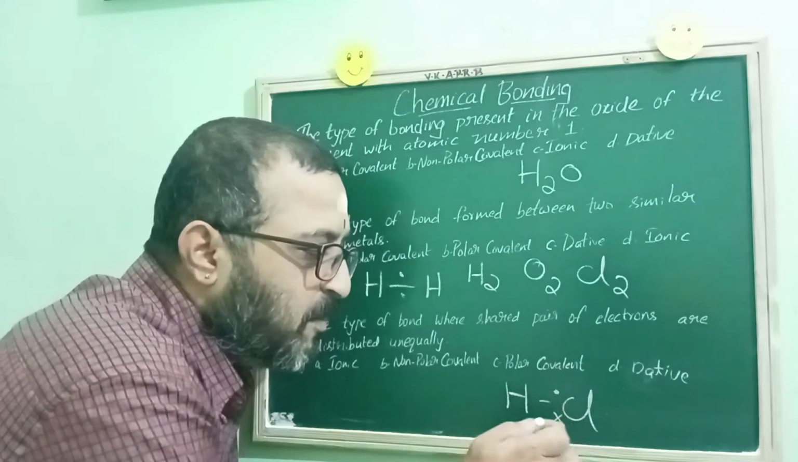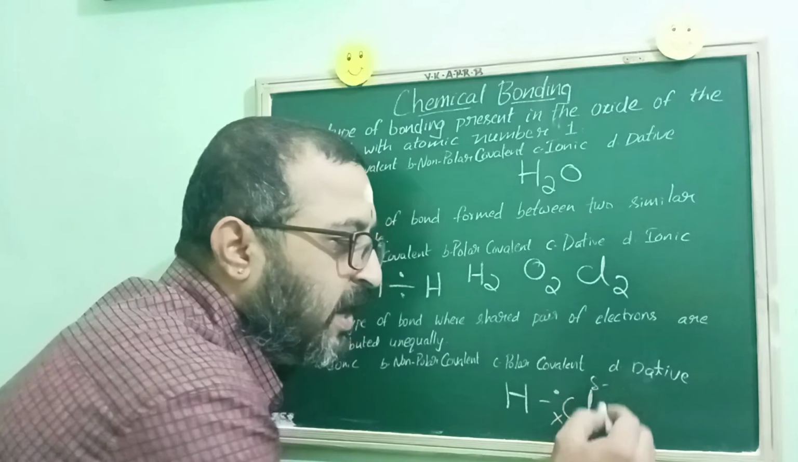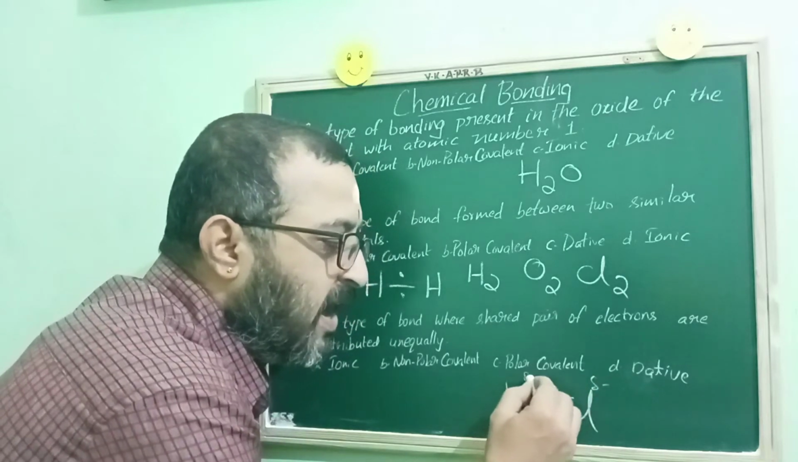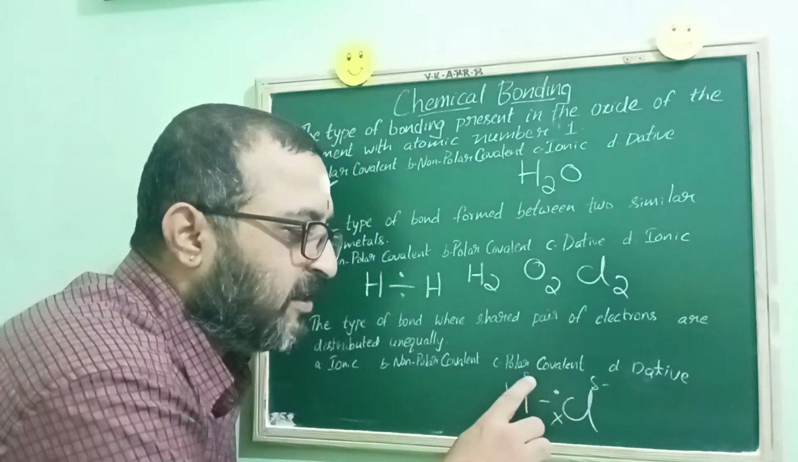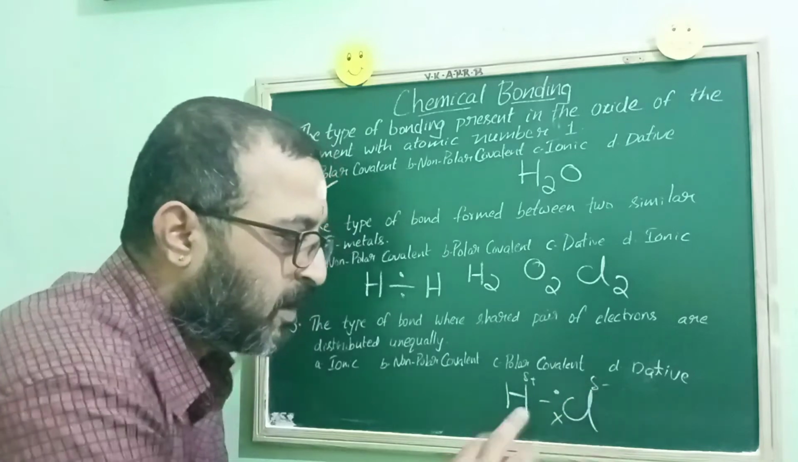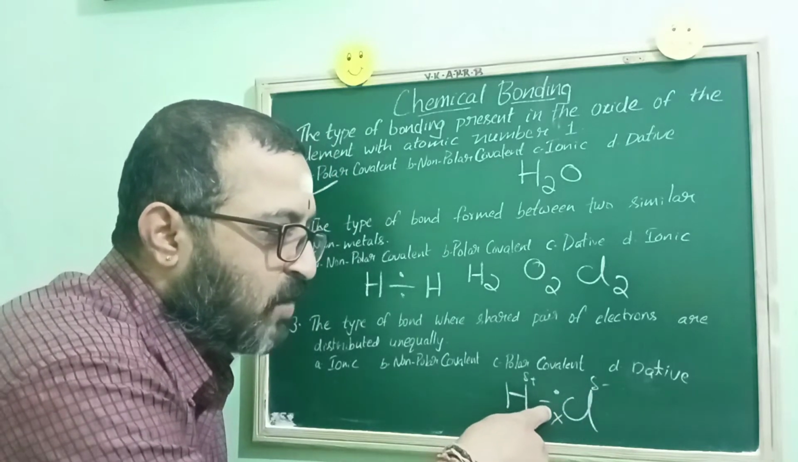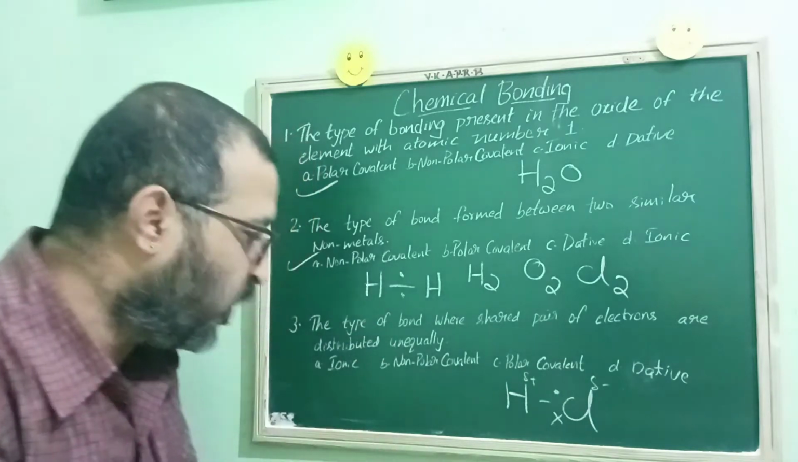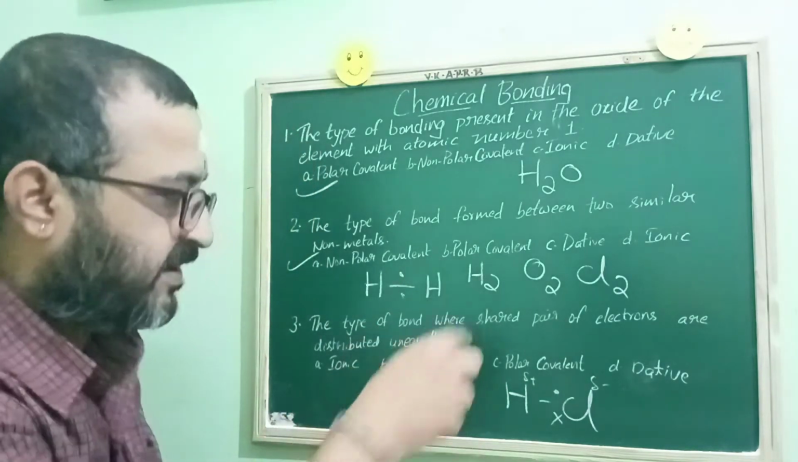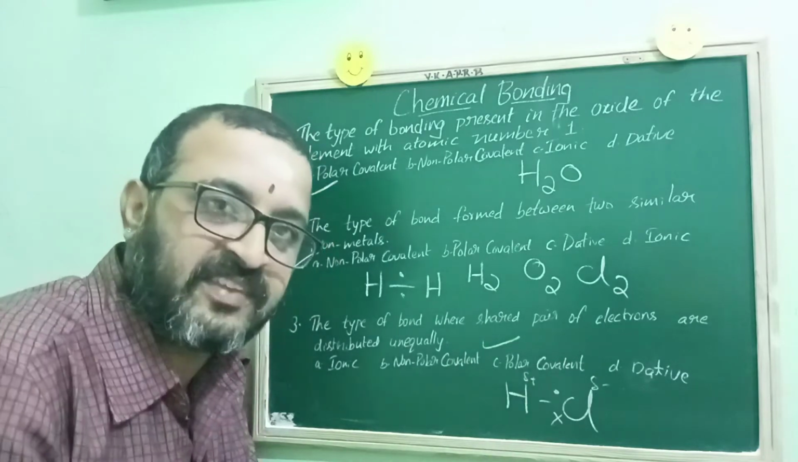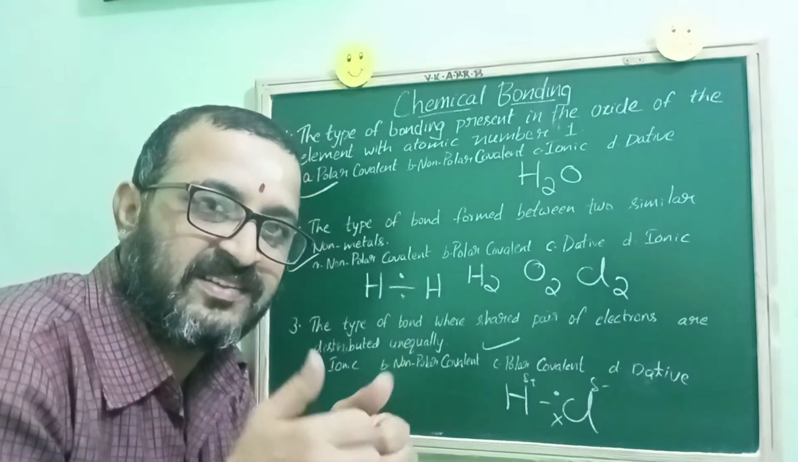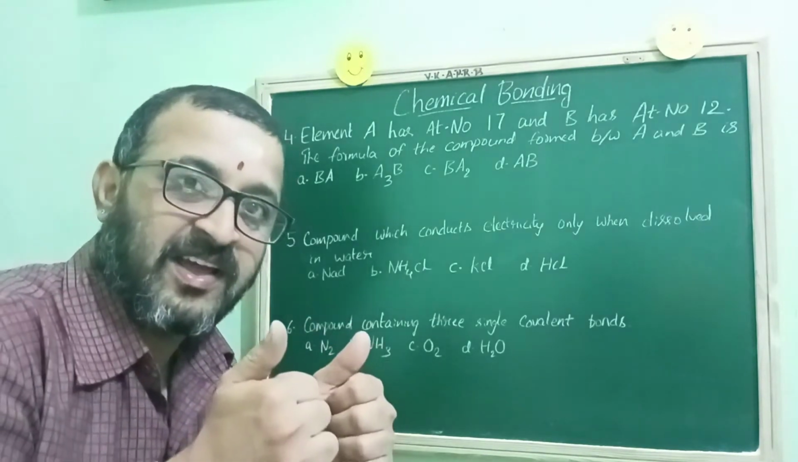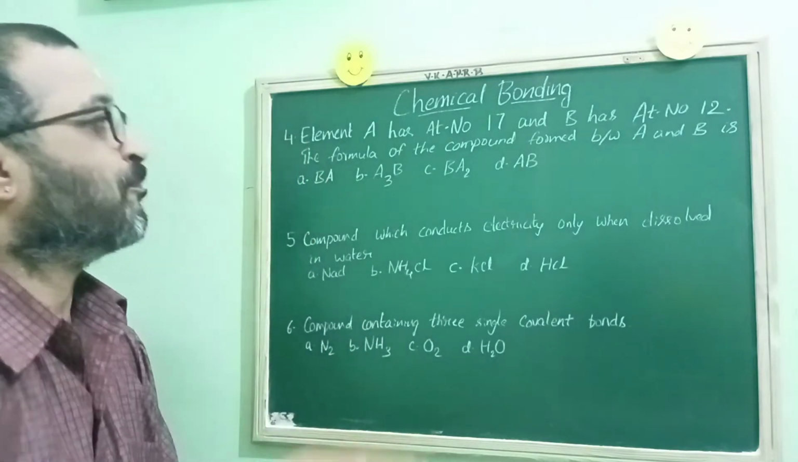Now because the shared pair of electrons are closer towards chlorine, it will acquire a slight negative and hydrogen will acquire a slight positive. That is, a positive pole and a negative pole are developed. So this type of bond, we call it as what bond children? It is polar covalent bond. Do we have this option? Yes, it is option C. Is it clear children? Okay children, let us proceed with the next question.